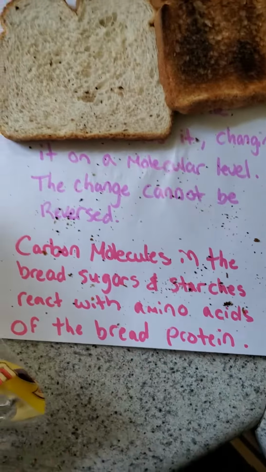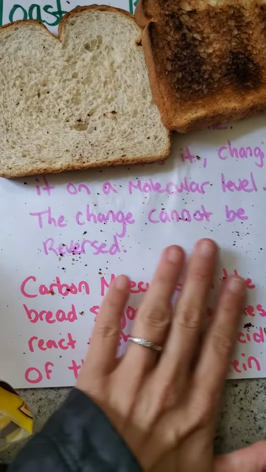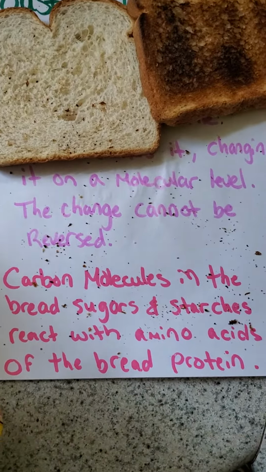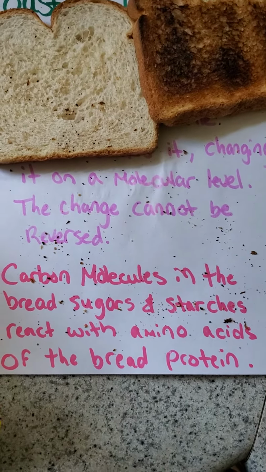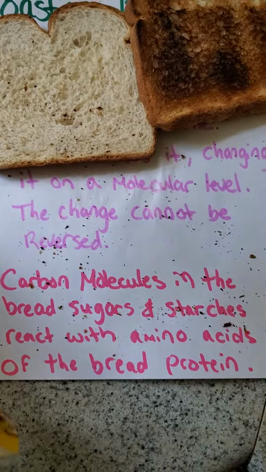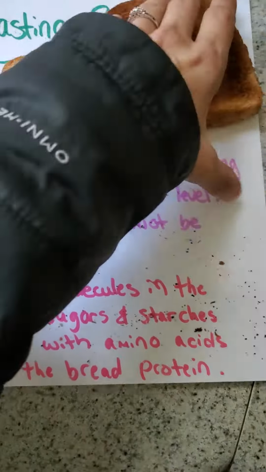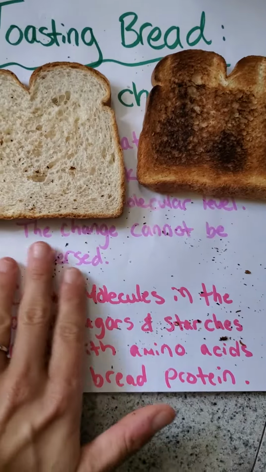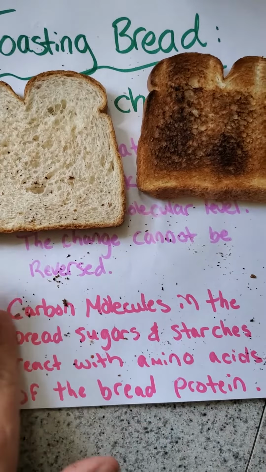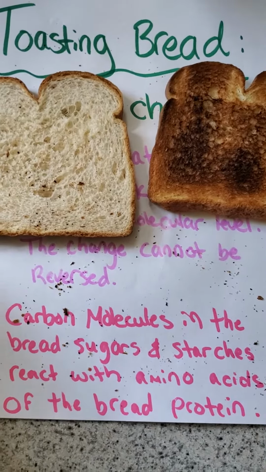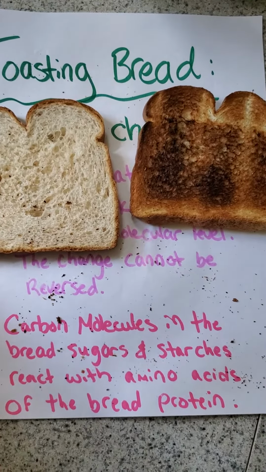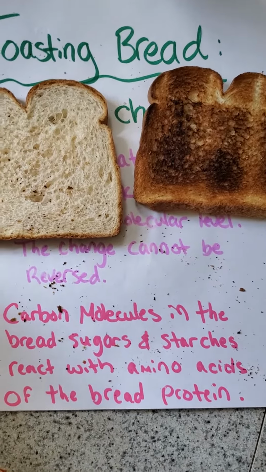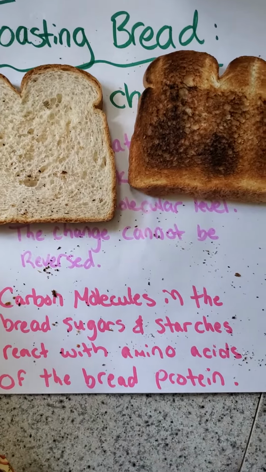Fun fact. Carbon molecules in the bread sugars and starches react with the amino acids of the bread protein. So, this is why the chemical change occurs. It is due to the carbon molecules in the bread sugars and starches reacting with the amino acids of the bread. Interesting. Did you know that there were carbon molecules in bread sugars and starches? Maybe you didn't. Now you learned something new.